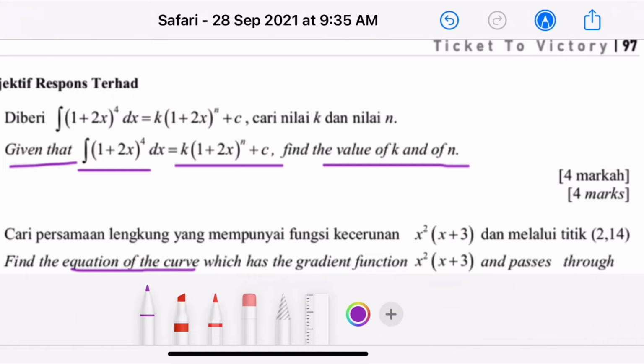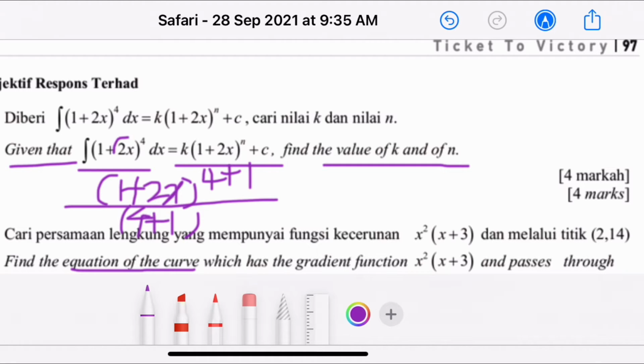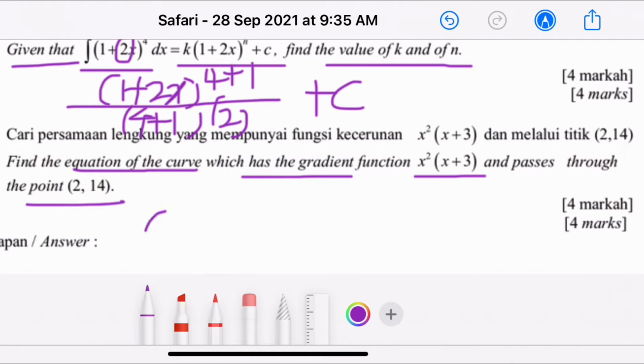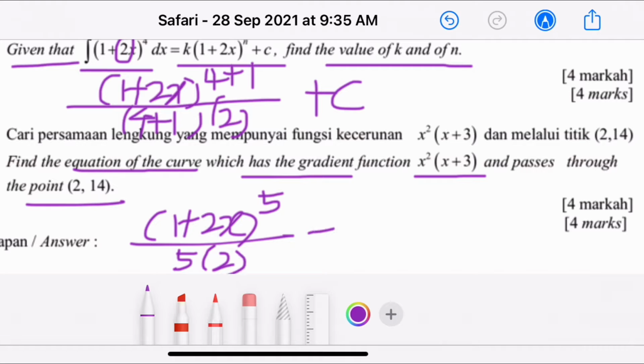For your information, if we want to integrate, we must raise the power, right? We must raise the power. So let's focus on this one. 1 plus 2x, raise the power by 1. That means the power plus 1 over power plus 1. Don't forget you have to divide by the a, which is 2, right? Plus the c. Okay, so that is how we solve. So we have (1 plus 2x) to the power of 5, and then divide by 5 times 2, plus c.